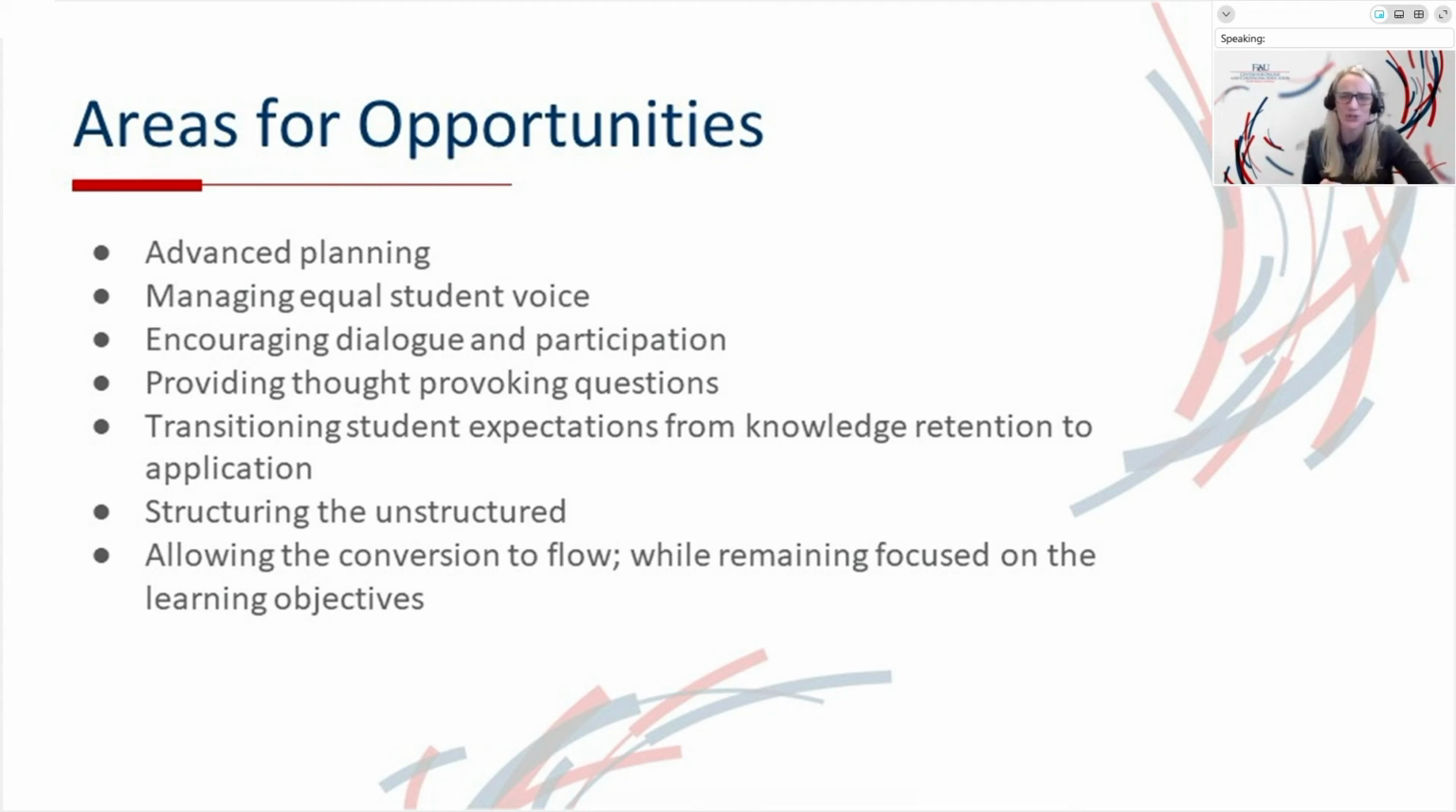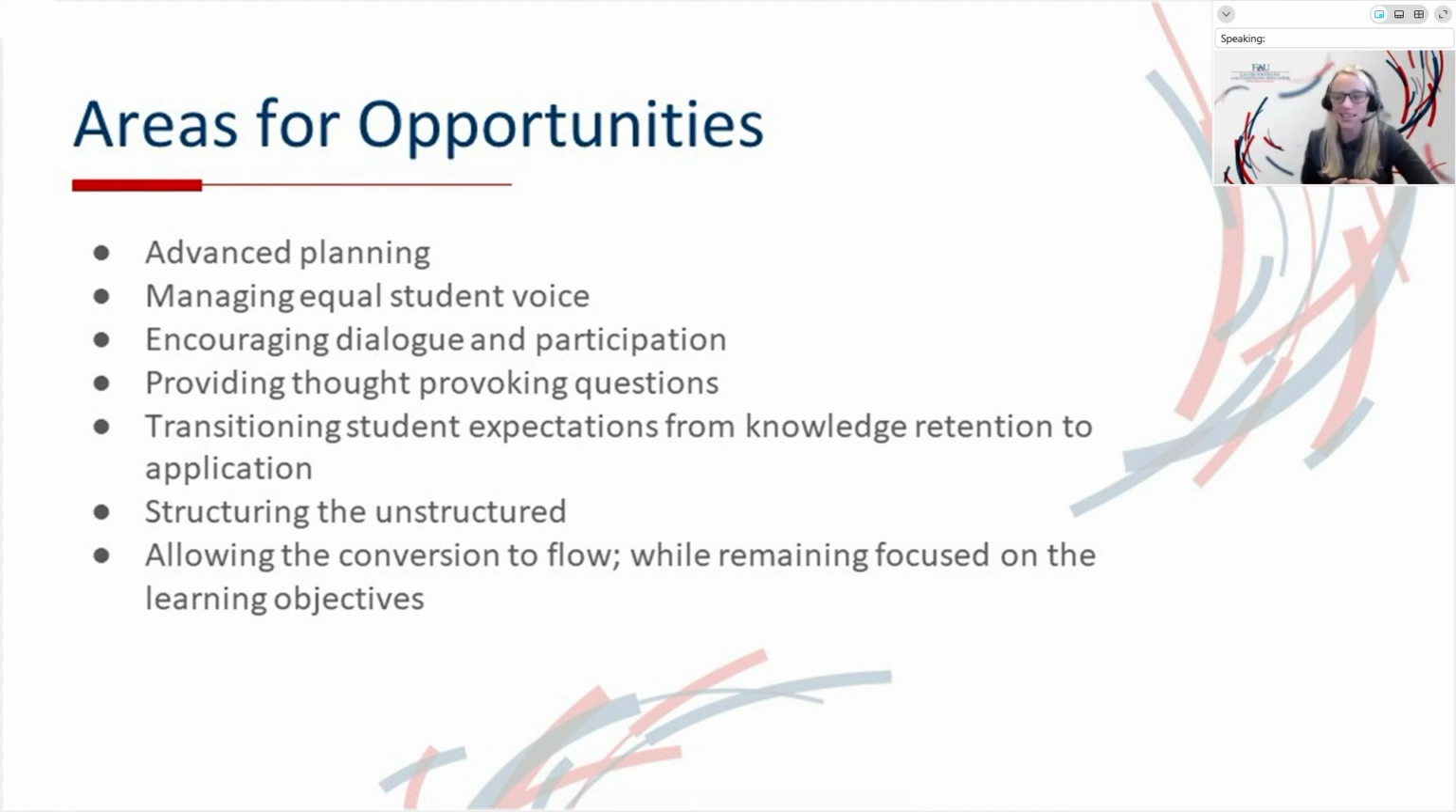And then structuring the unstructured. Structuring an open dialogue among students can be a little bit challenging, especially in a large class. So figuring out maybe time codes or an agenda or something like that might be helpful to help structure this unstructured, fluid approach to teaching.